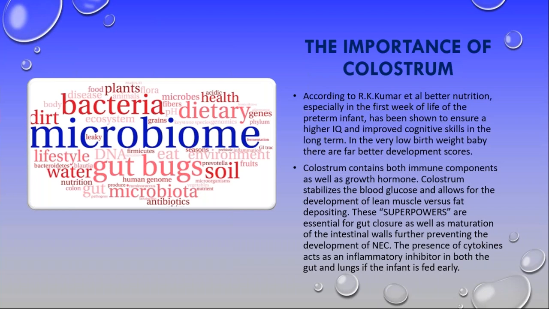These superpowers are essential for gut closure as well as maturation of the intestinal walls, further preventing the development of NEC. The presence of cytokines acts as an inflammatory inhibitor in both the gut and the lungs if the baby is fed early. So the colostrum contains cytokines, and these are an inflammatory inhibitor which prevents the inflammation of both gut and lungs long term if the baby is fed early.